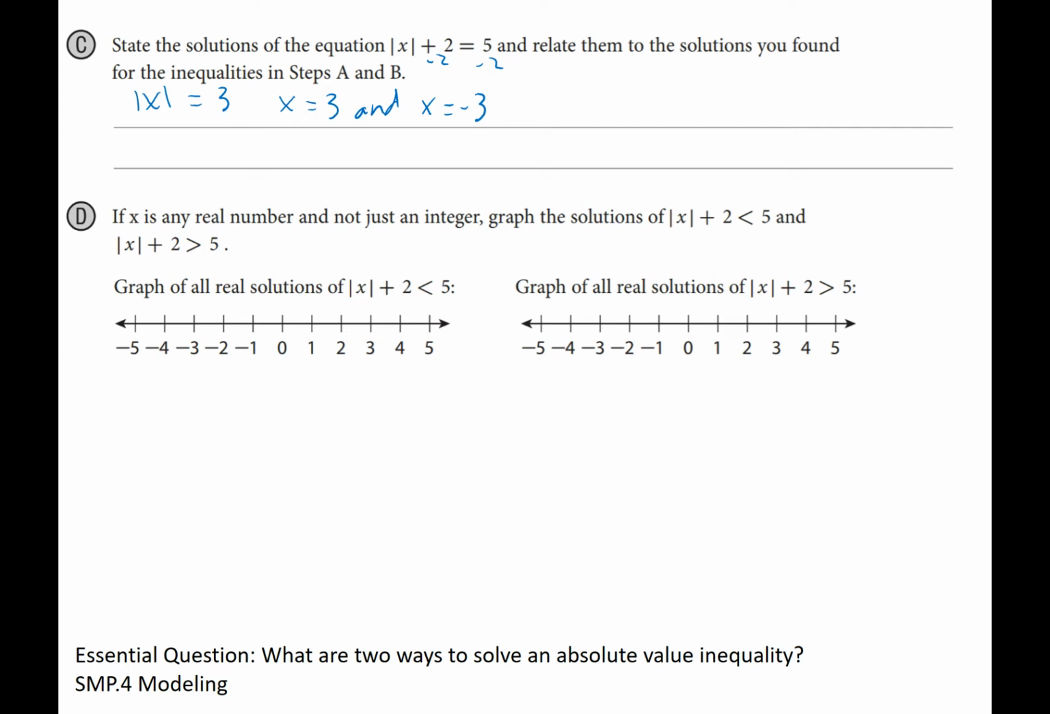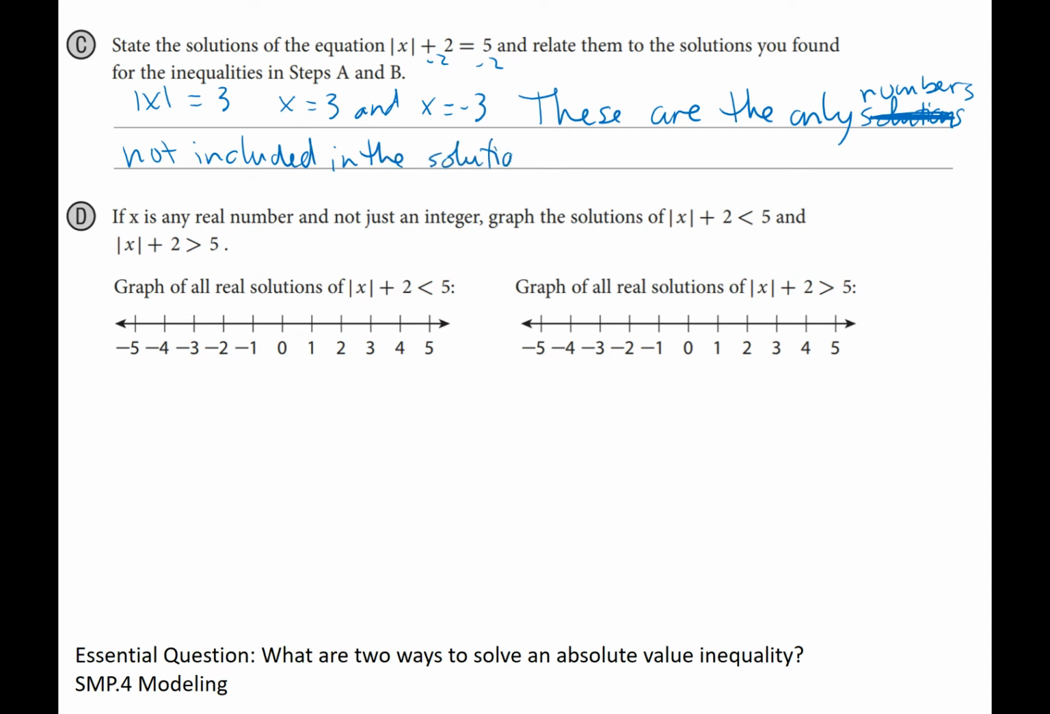So these are the only, sorry, not solutions. Let's use numbers. Not included in the solutions to absolute value of x plus 2 is less than 5 and absolute value of x plus 2 is greater than 5.